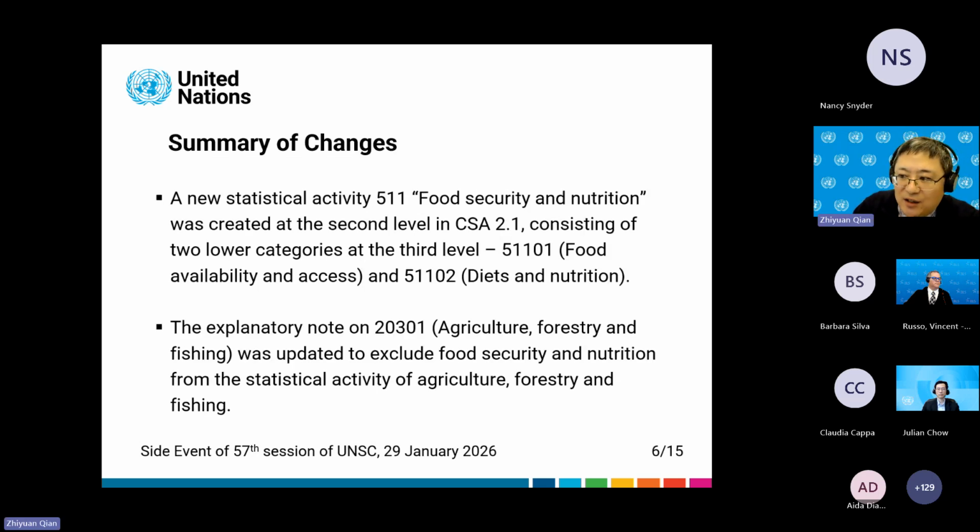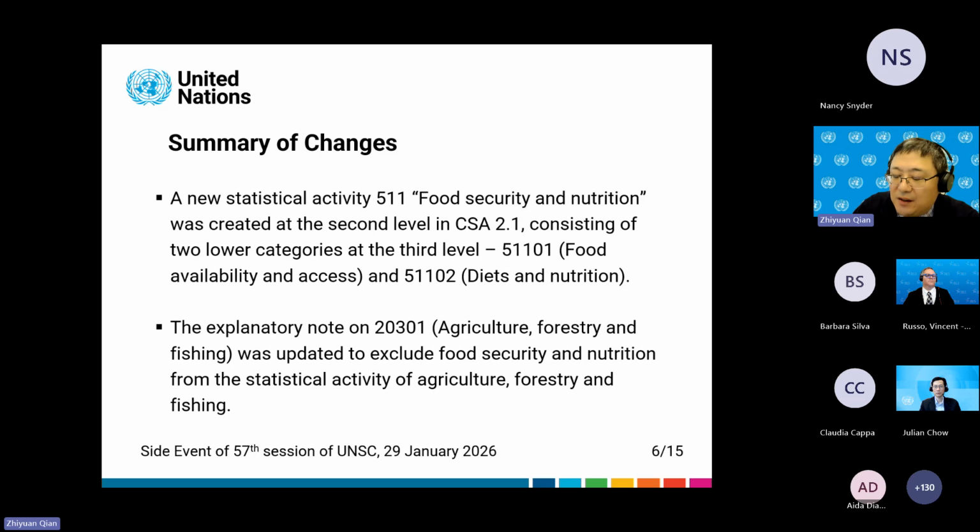And what has changed from CSA 2.0 to CSA 2.1? The major change is a new category, a new statistical activity with the code 511. This is about food security and nutrition. It was newly created at the second level in CSA 2.1, and it has two child categories at the third level: the code 51101 with the description food availability and access, and the code 51102 with the descriptor diets and nutrition.